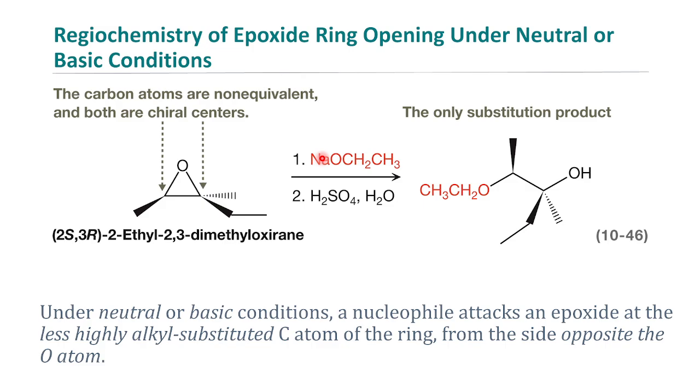So these carbon atoms are going to be non-equivalent. They're both going to be chiral centers in this case, and these are the chiralities of those chiral centers. Under neutral or basic conditions, a nucleophile will attack an epoxide at the less highly alkyl-substituted C atom of the ring, i.e. from the side opposite the oxygen atom. So we're going to attack down here from the side opposite of the oxygen atom. It can't approach through the oxygen atom, so we have to attack from the other side, and it's going to be the less highly alkylated side.